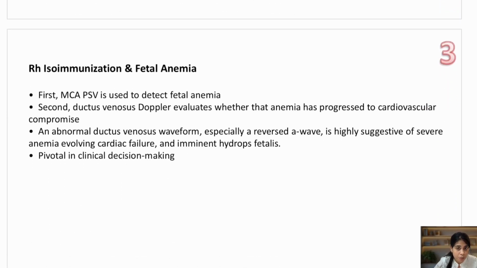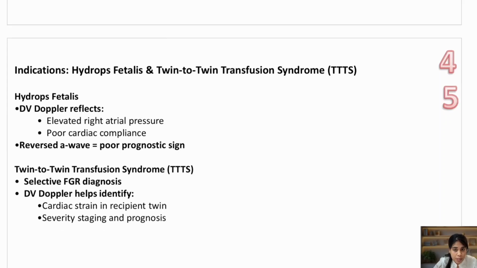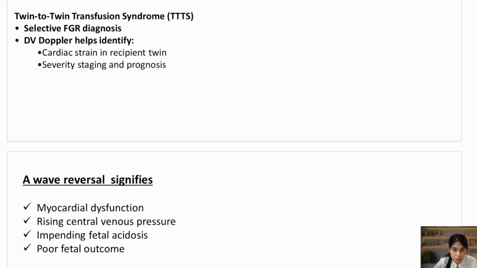Next is Rh isoimmunization and fetal anemia. Fetal MCA PSV is used to detect the anemia, and then ductus venosus Doppler evaluates whether that anemia has progressed to cardiovascular compromise or not, and all these are indicated by the absence or reversal of the A wave. Next is hydrops fetalis. Ductus venosus Doppler reflects the elevated right atrial pressure and poor cardiac compliance. And in twin to twin transfusion syndrome, ductus venosus Doppler helps to identify the cardiac strain in the recipient twin, and severity, staging and prognosis.